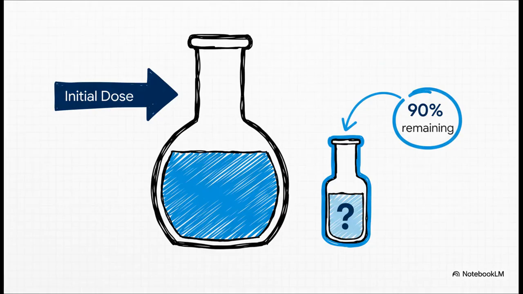So let's break this one down. Our starting point, A sub 1, is 30 milligrams. Now here's the key. If 10% of the medicine leaves each hour, that means 90% remains. So our common ratio, our R, is 0.9. And notice that number is less than 1. That's the secret code for decay.